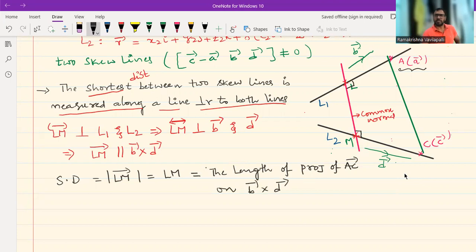So the shortest distance between two skew lines is the length of projection of AC bar. A is a point on first line, C is a point on the second line, and B bar is parallel to the first line, D bar is parallel to the second line. So it is just simple application of projection of one vector on another vector. So modulus of AC bar dot B bar cross D bar by modulus of B bar cross D bar.